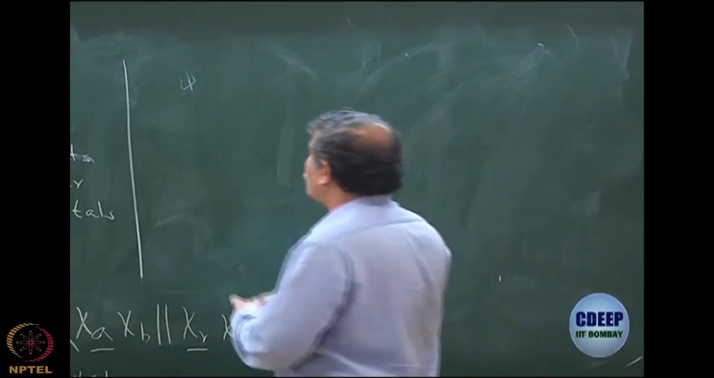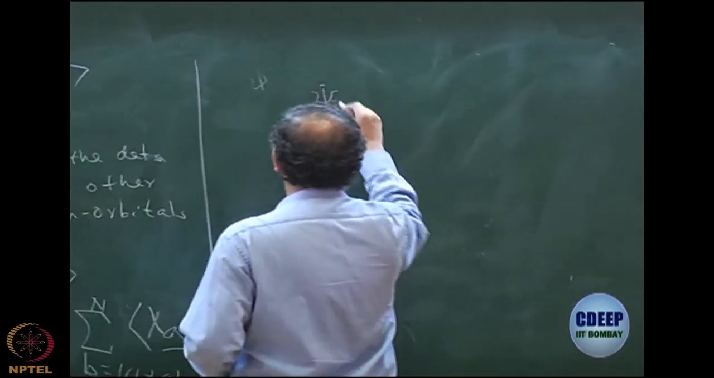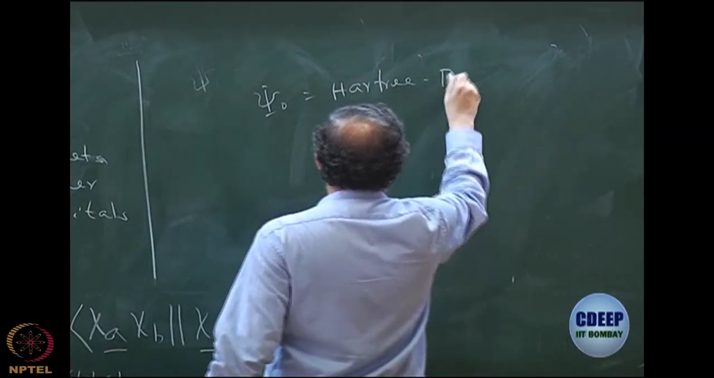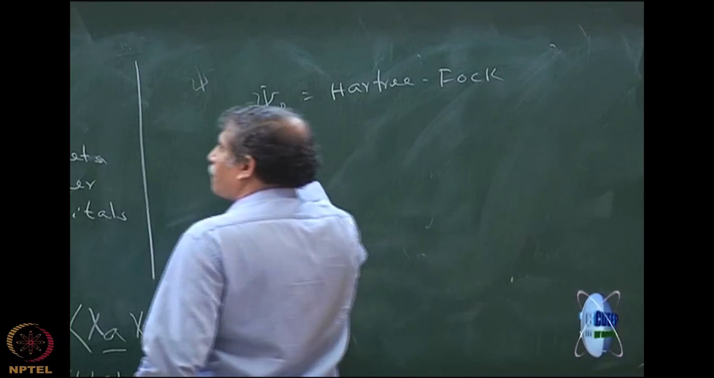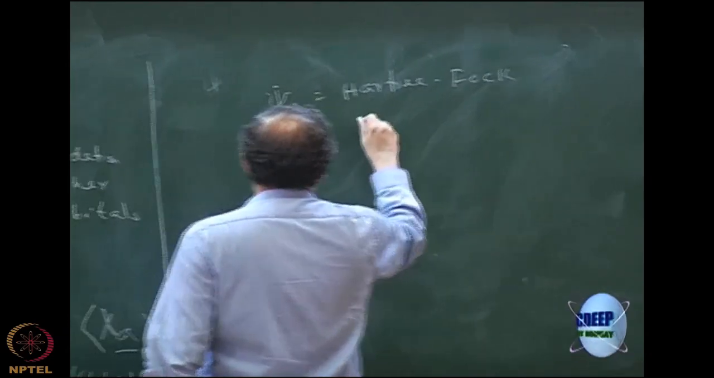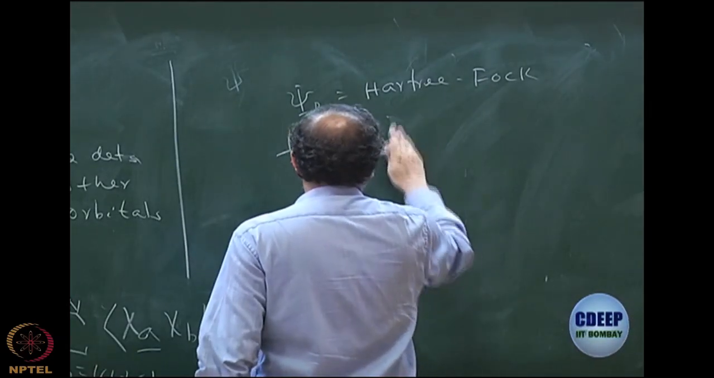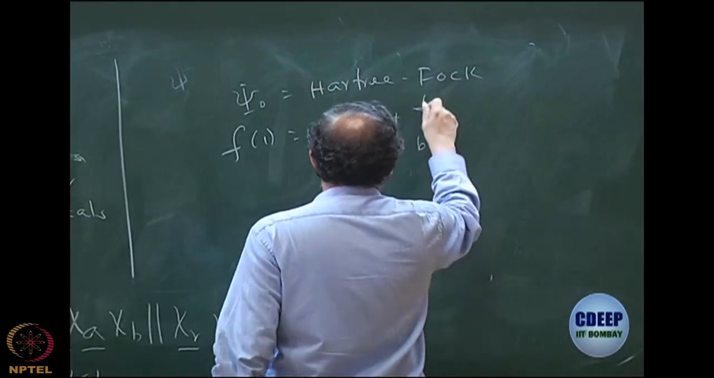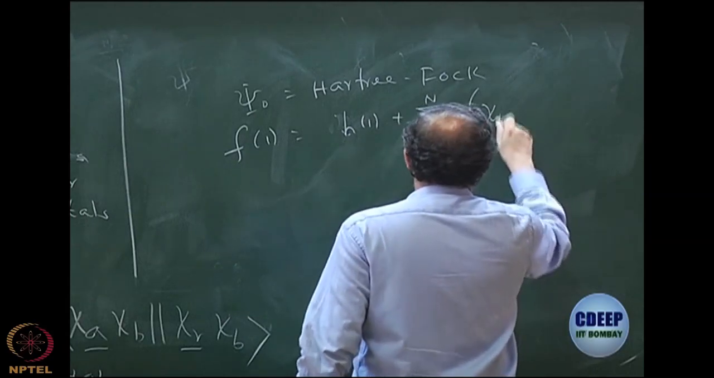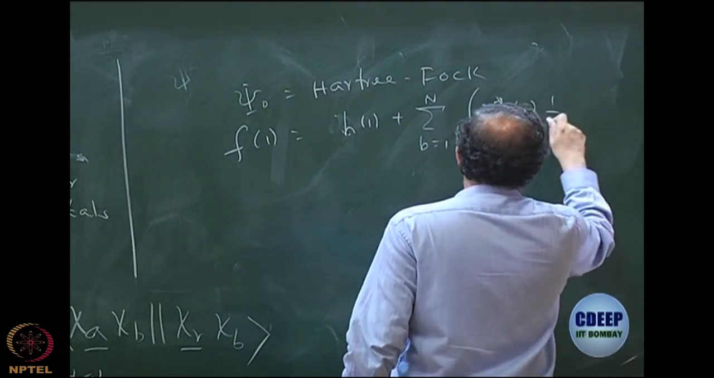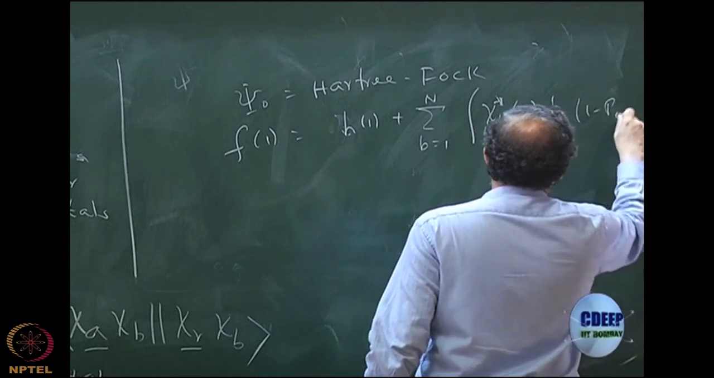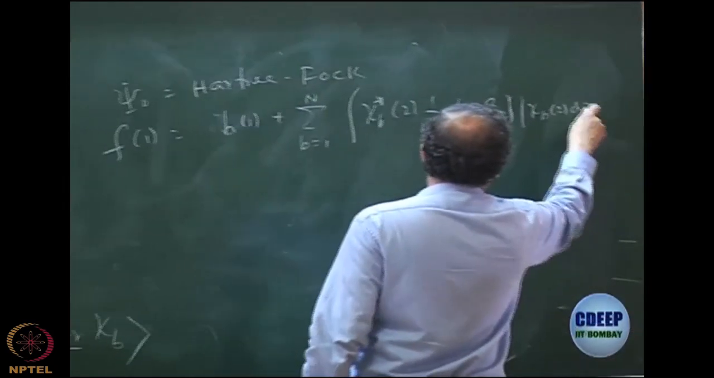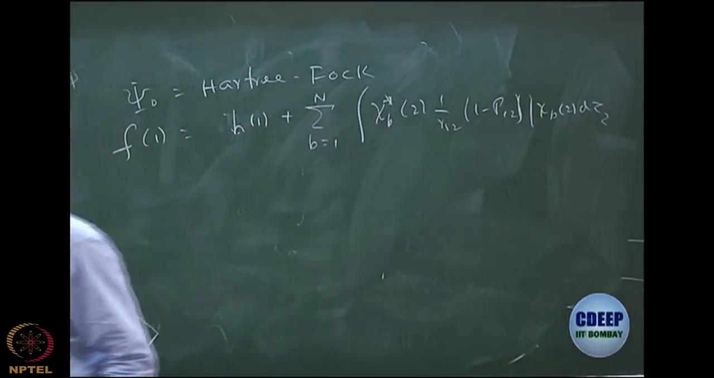So let us assume now psi naught is Hartree-Fock, we have done the Hartree-Fock. So now they are Hartree-Fock spin orbitals, and note my Fock operator, which I will write down again. My Fock operator was h of 1 plus the sum over b equal to 1 to n of the integral of chi b star 2, 1 by r 1 2, times 1 minus p 1 2, chi b 2, d tau 2. Note the Fock operator. Okay, put it on the sideline.